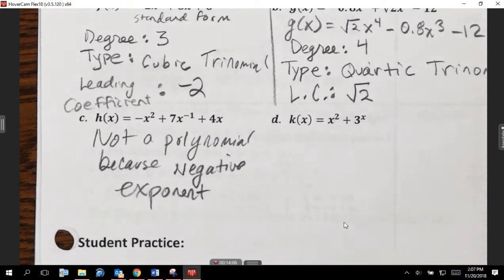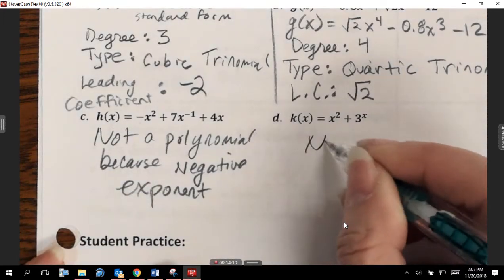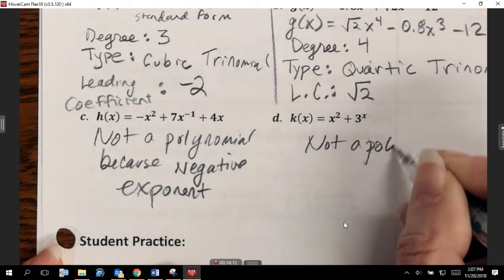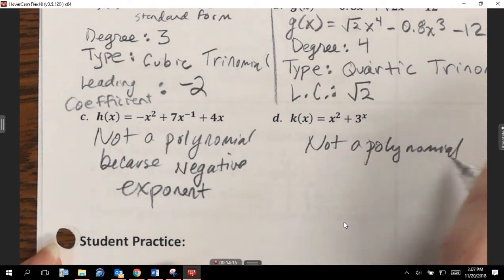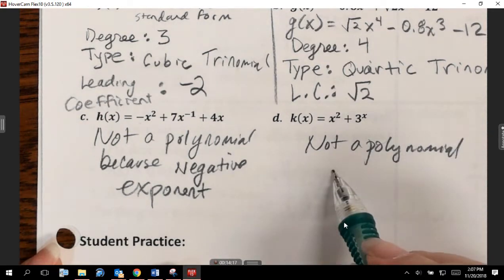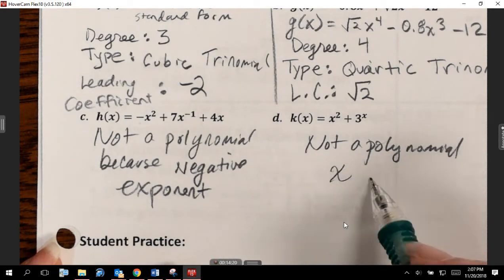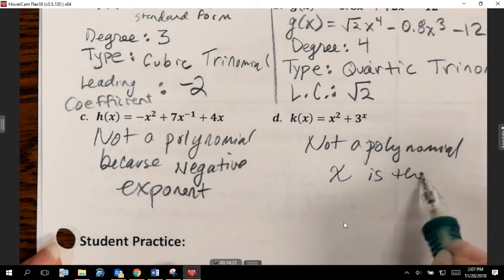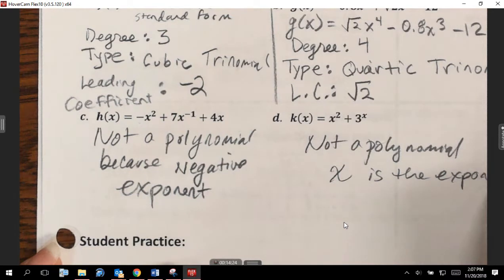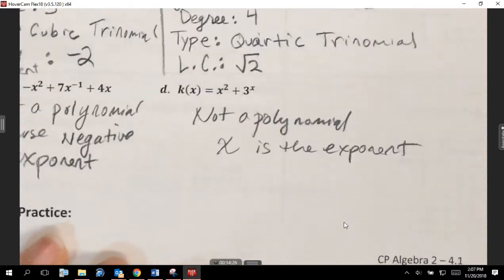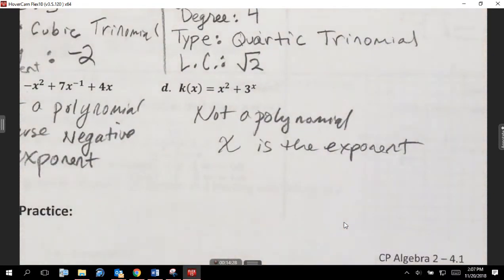How about D? Not a polynomial? Because x is the exponent. And it can't be. So not a polynomial because x is the exponent.